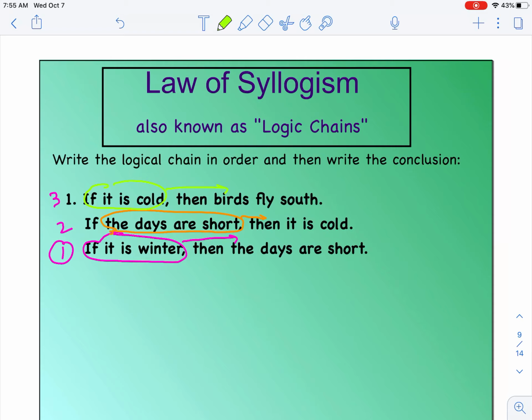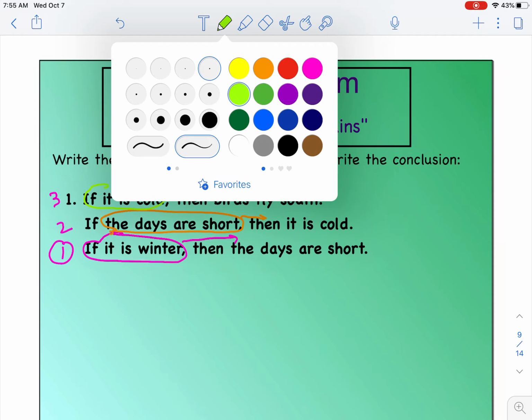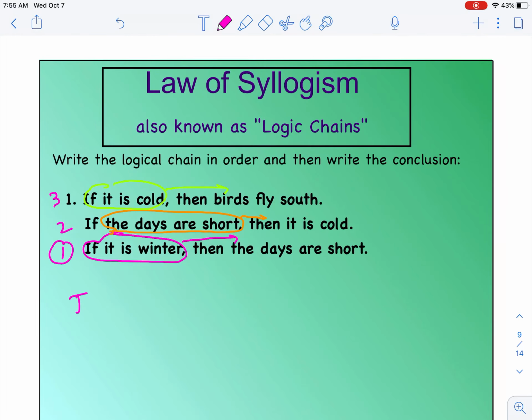So when they're in order, we read it: if it is winter, then the days are short. If the days are short, then it is cold. And if it is cold, then the birds fly south. So our final conditional would be our first hypothesis, if it is winter, then birds fly south.